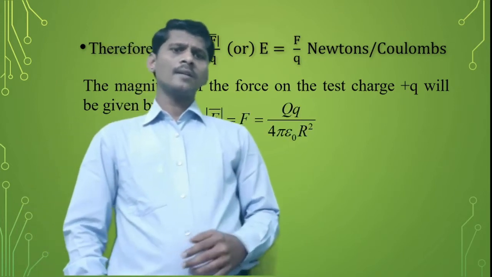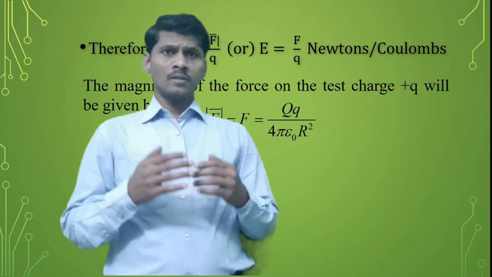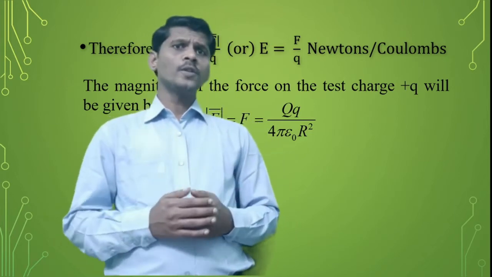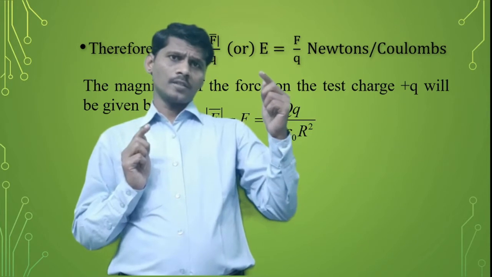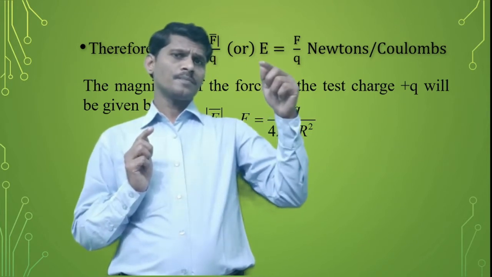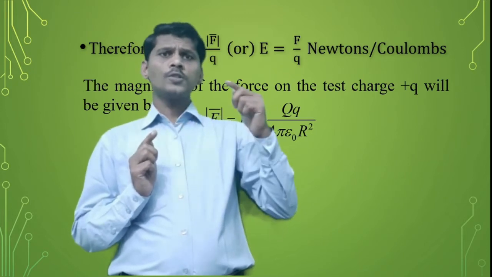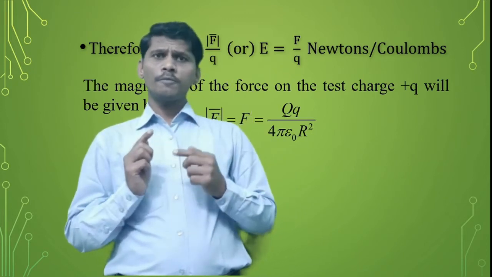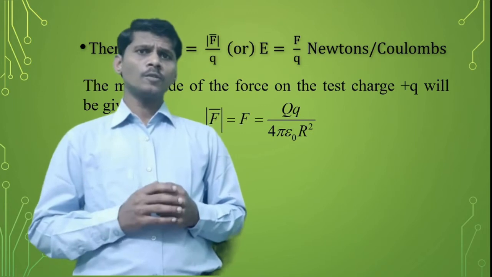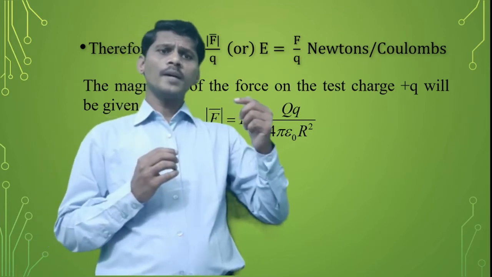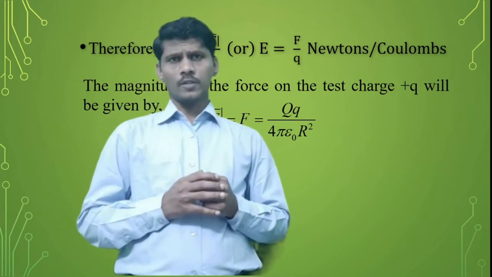First calculate the magnitude of the force. Fixed charge and test charge. At the test charge small q, due to the fixed charge, the magnitude of force F bar, or F, is equal to capital Q into small q by 4 pi epsilon naught R square.